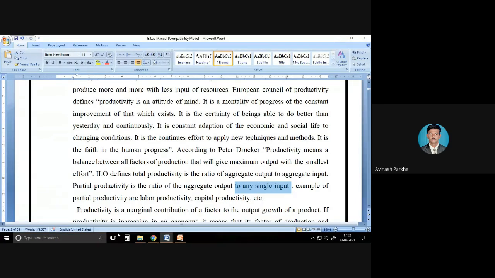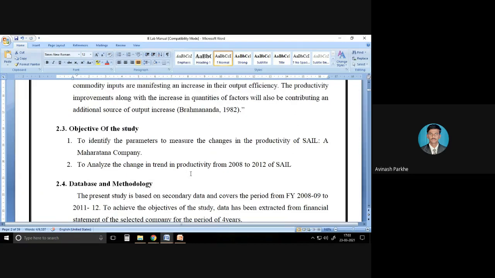That means for the number of input parameters, if I am calculating the productivity, that type of productivity is called a partial productivity. So basically in the industry, there are mostly two types of productivities we are calculating. The first one is total productivity and the second one is called partial productivity. So these are the two important definitions through which we can solve the different types of numericals in order to check the productivity of that particular organization.